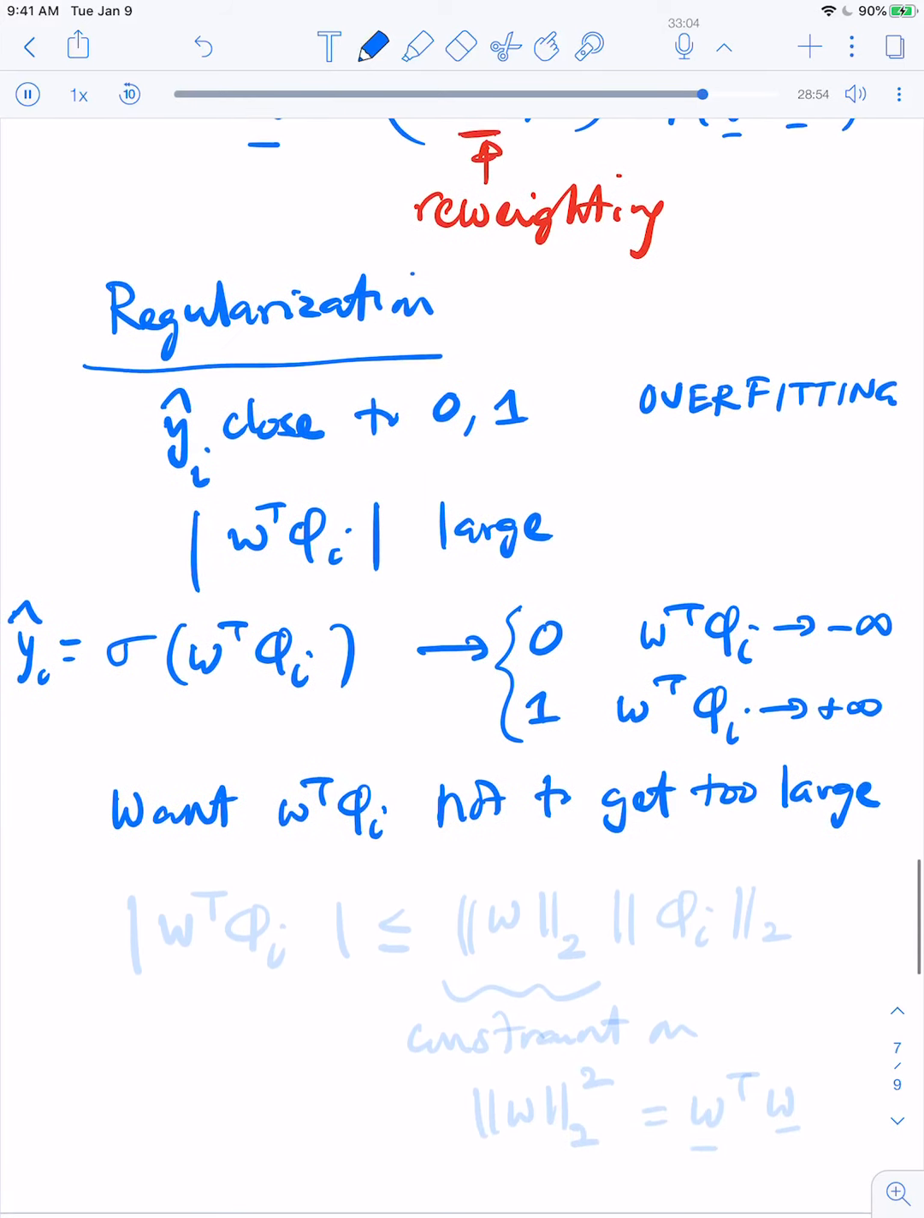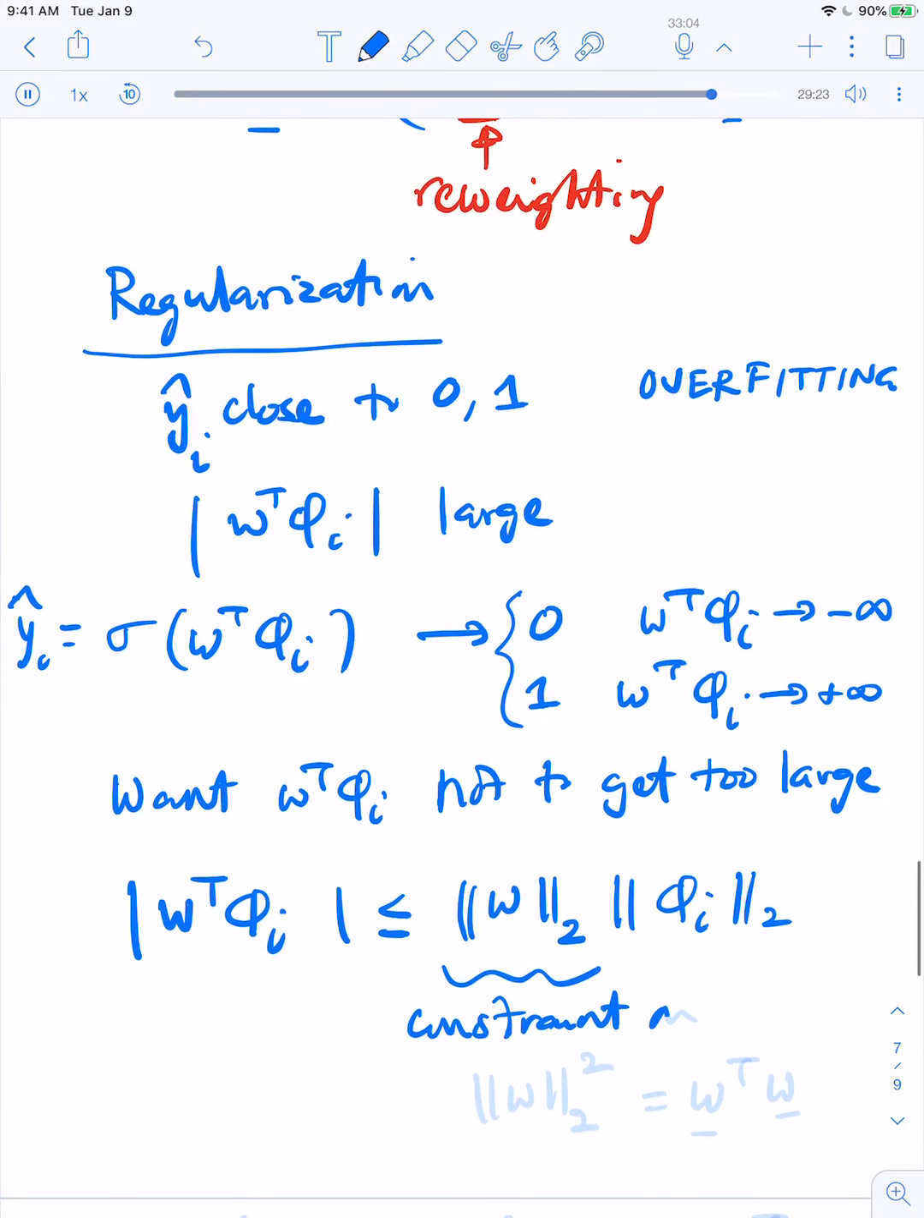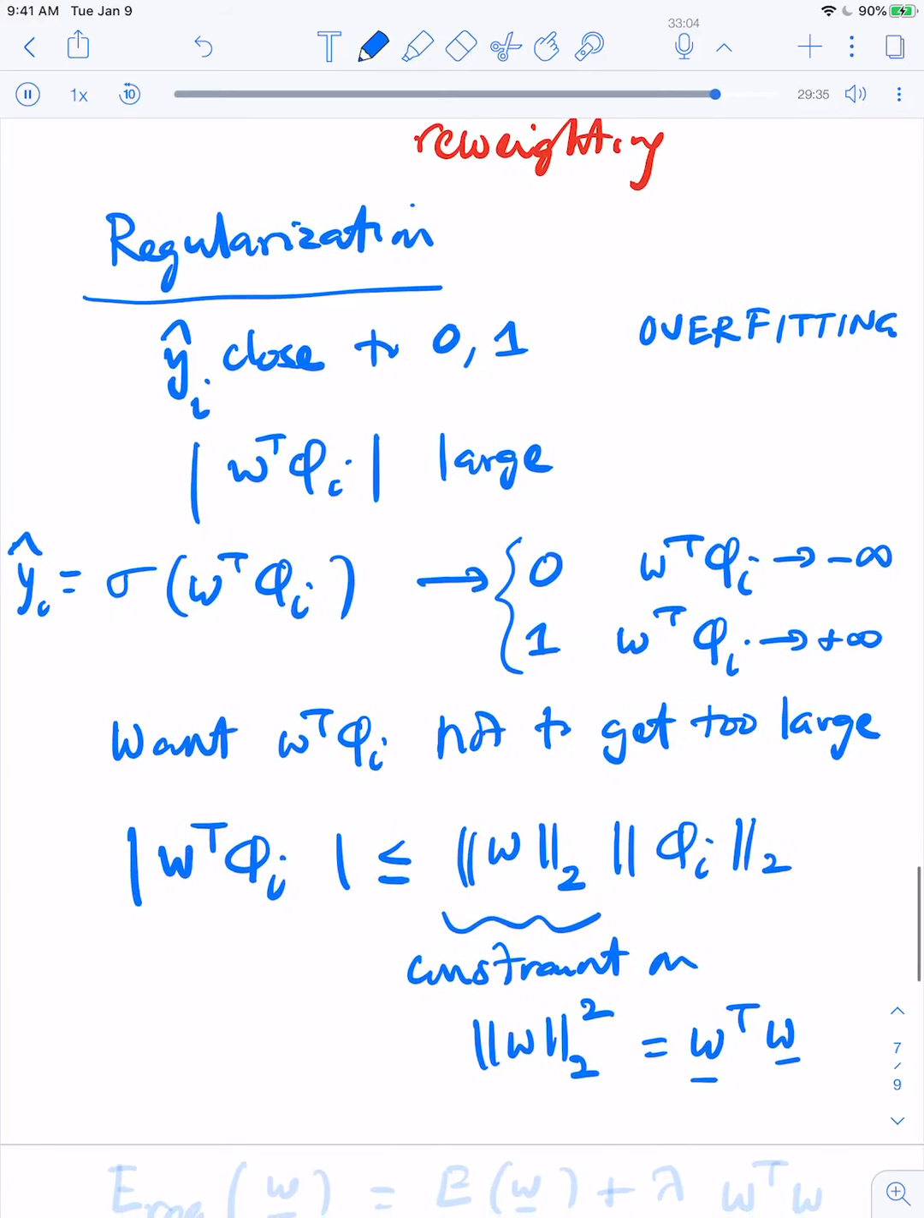We have the Cauchy-Schwarz inequality that says that if I take an inner product between two vectors, the size of that inner product is bounded by the Euclidean norms, the so-called L2 norms, of those two vectors. So one way of keeping these w transpose phi_i's under control is to just constrain the L2 norm of w. Typically we put a constraint on the square of the L2 norm because it's a much nicer thing to work with. It's just w transpose w. That's what the squared L2 norm is.